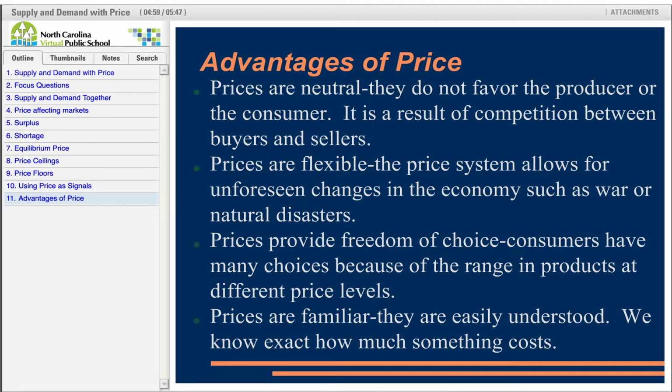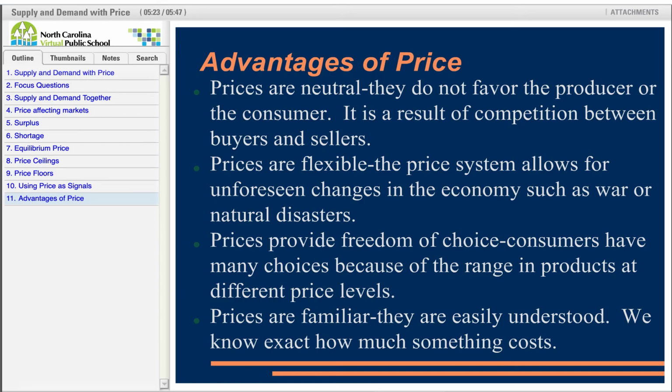You know that consumers look for the best values for what they spend, while producers seek the best price and profit for what they have to sell. The information that prices provide allows people to work together to produce more of the things that people want. Prices are neutral. They do not favor the producer or the consumer. Price is a result of competition between buyers and sellers.